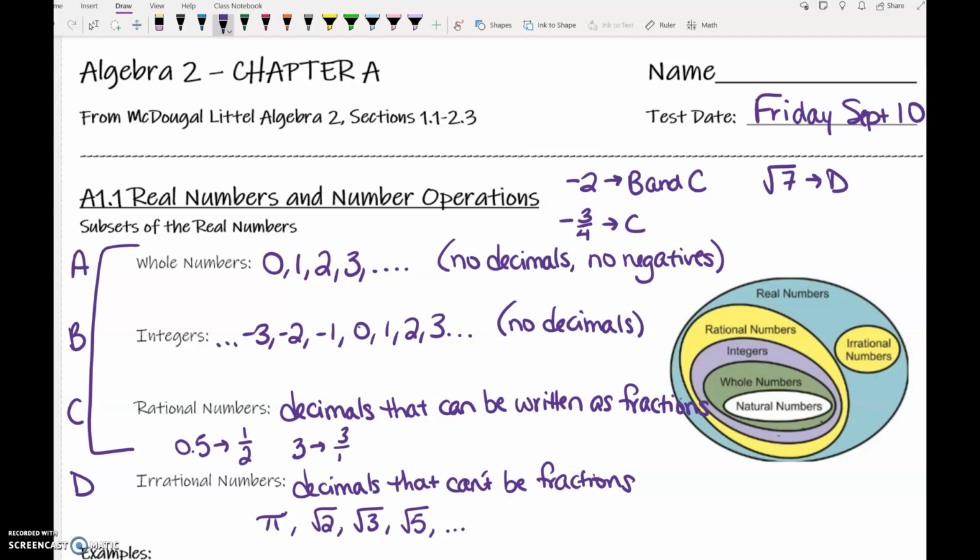On your assignment, it's going to be a table, and there'll be a couple of numbers and then a column for whole numbers, integers, rational, and irrational. And you'll have to click for yes or leave it blank for no. Is it a whole number? Click or not. Is it an integer? Is it a rational number? Is it an irrational number?